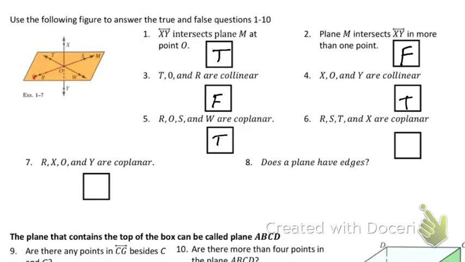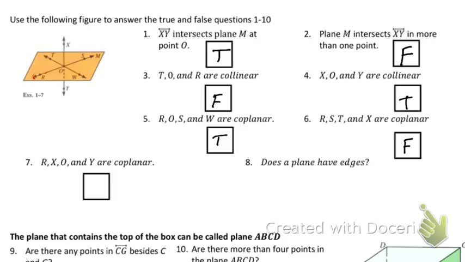So that is true, actually. R, S, T, X, those are coplanar. True or false? Yeah. False. False? Was that a question? False. False. There you go. Even if you're wrong, oh well.